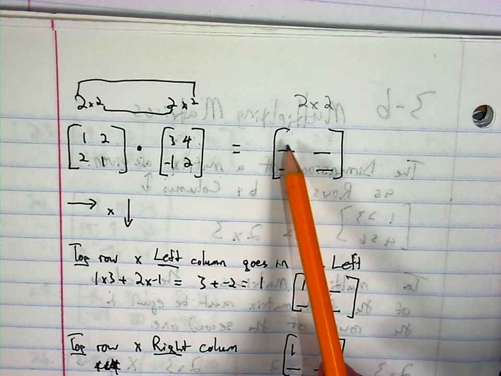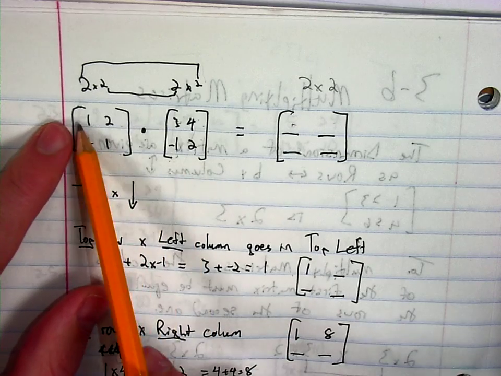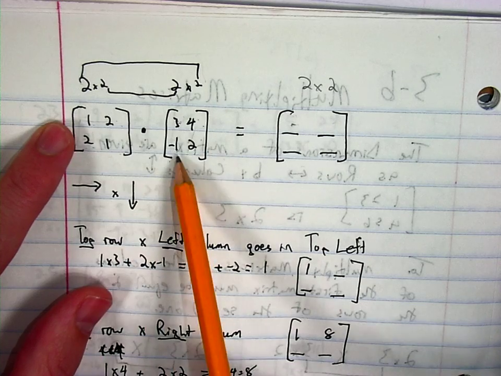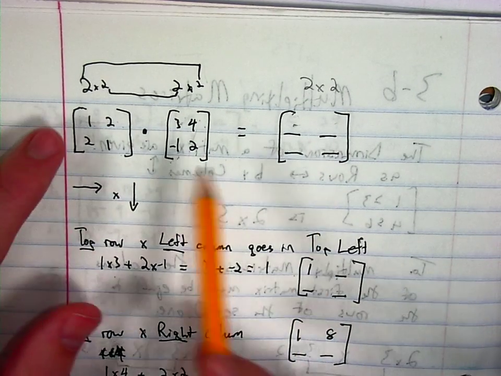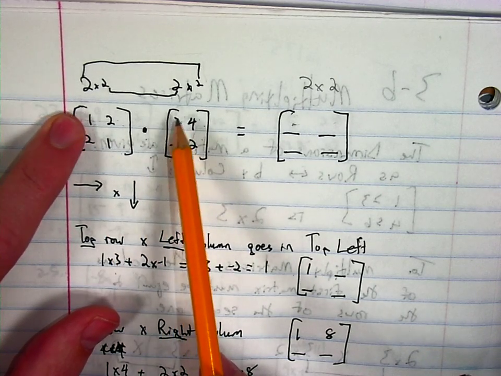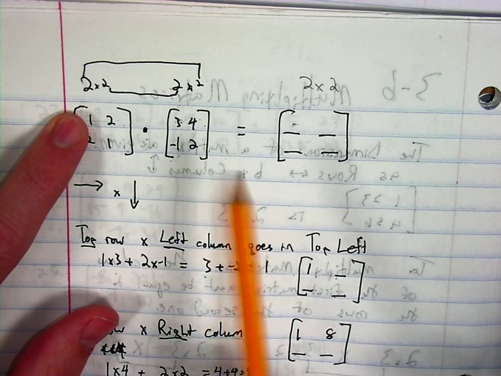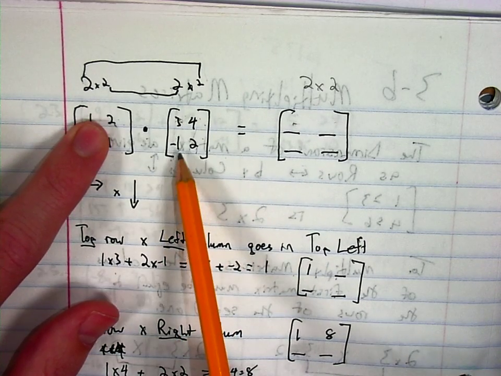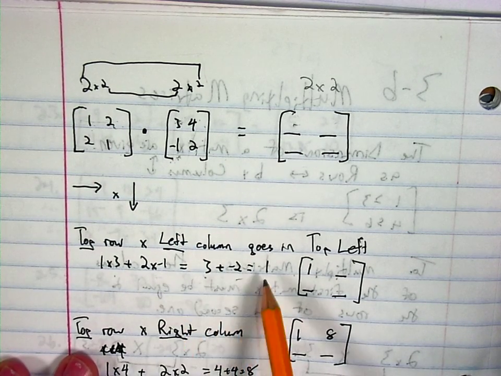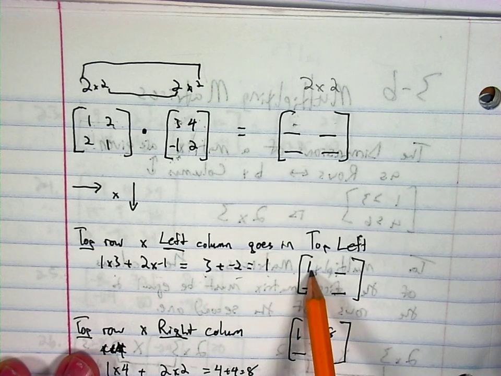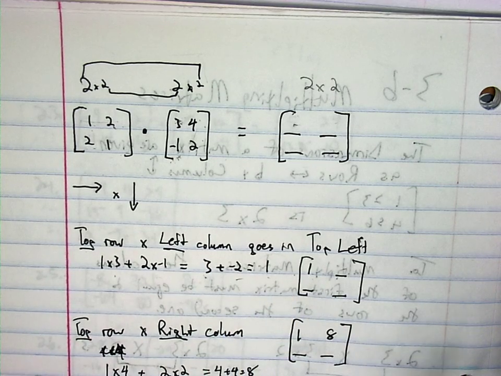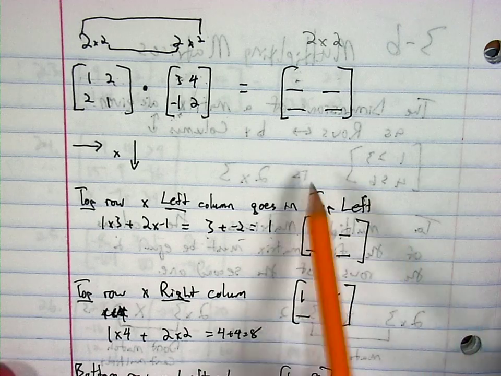Well, to get the top left answer, I multiply the top row by the left column. Top left answer, top row, left column, top and left. You multiply the first number in the row times the first number in the column. 1 times 3 is 3. Then I do the second number in the row times the second number in the column. 2 times -1 is -2. I add those two together and put that answer in the top left spot because I multiplied the top row in the left column. Okay, not too bad.